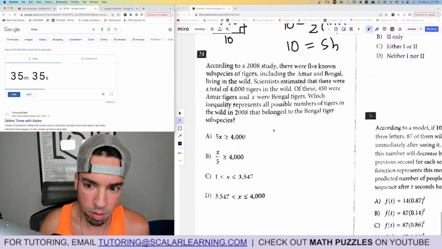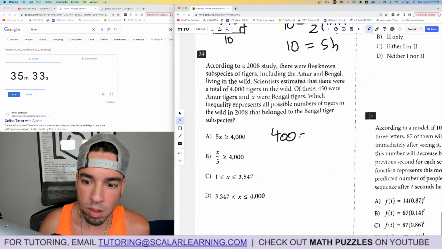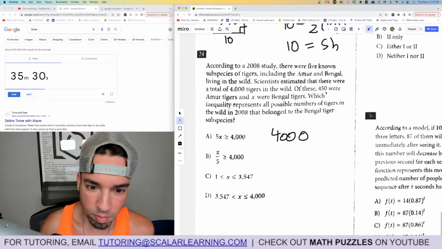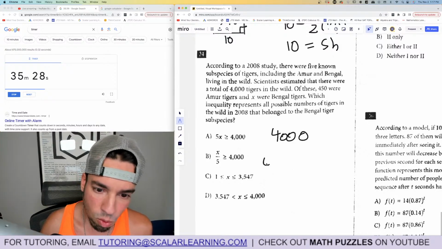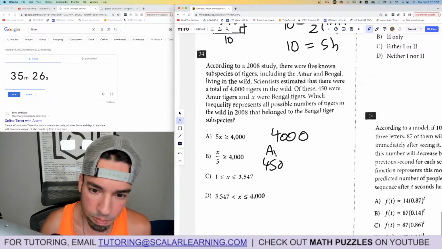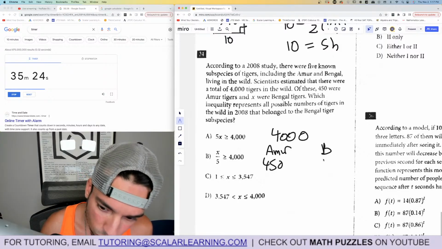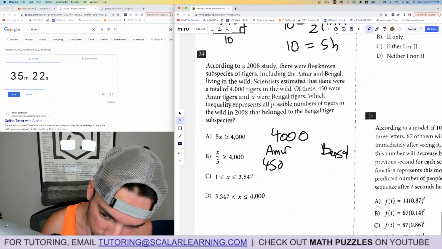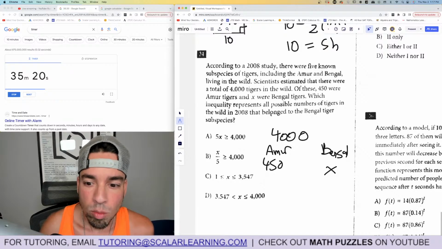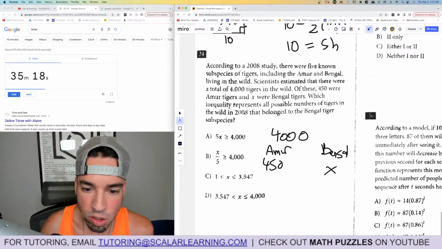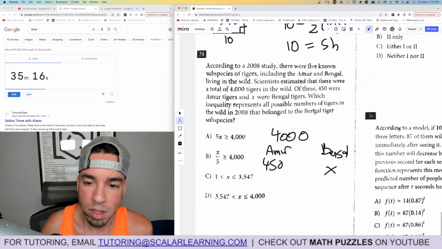According to a 2008 study, there are 5 known subspecies of tigers living in the wild. Scientists estimated there were a total of 4,000 tigers in the wild. Of these, 450 were Amur, and X were Bengal. Which inequality represents all possible numbers of tigers in the wild in 2008 that belong to the Bengal tiger subspecies? Okay, hold on.